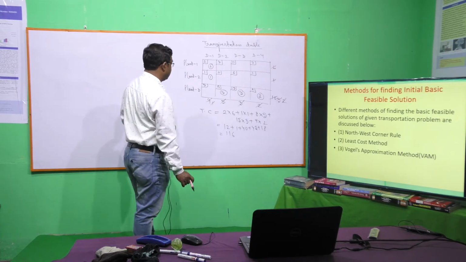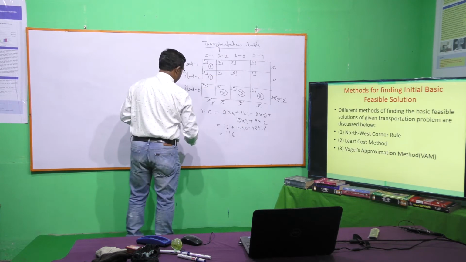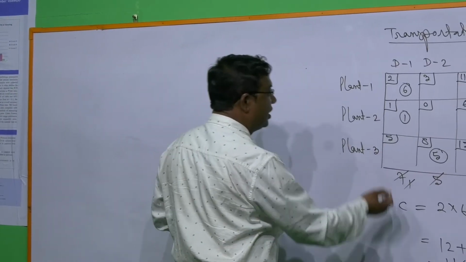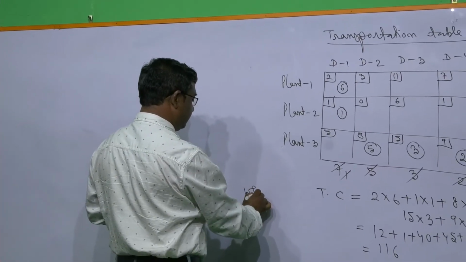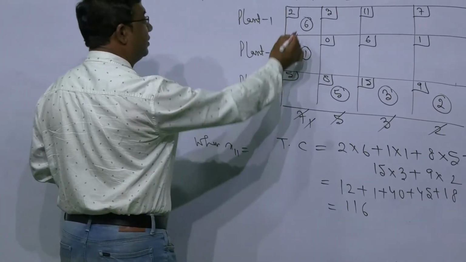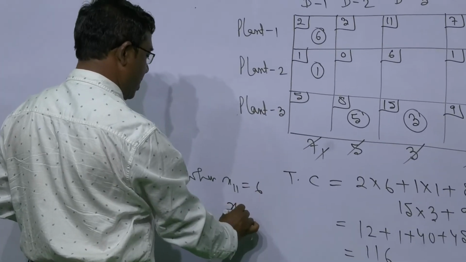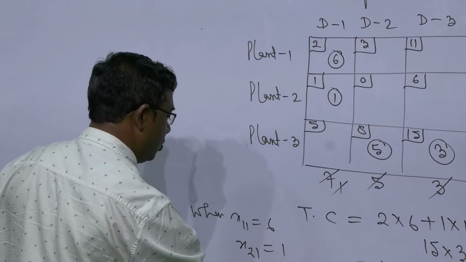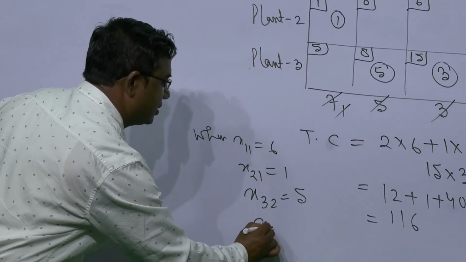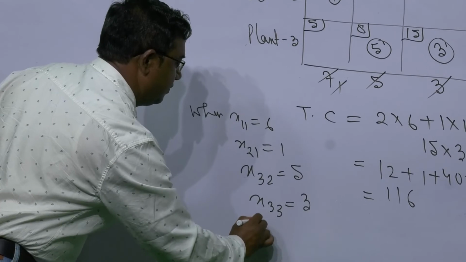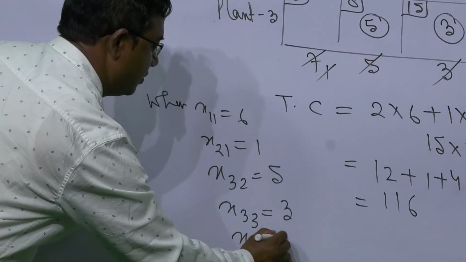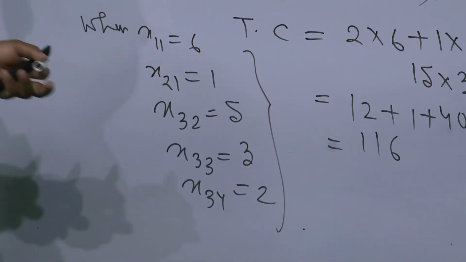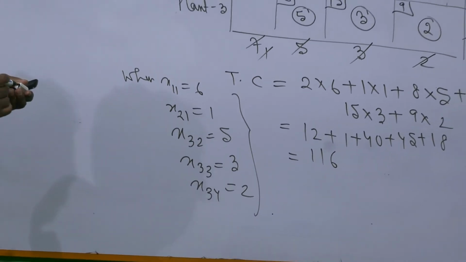This is one of the methods for finding the initial solution. So the solution is: total transportation cost is 116 when x11 is 6, x21 is 1, x32 is 5, x33 is 3, x34 is 2. This is the basic feasible solution. So this method is known as the northwest corner rule.